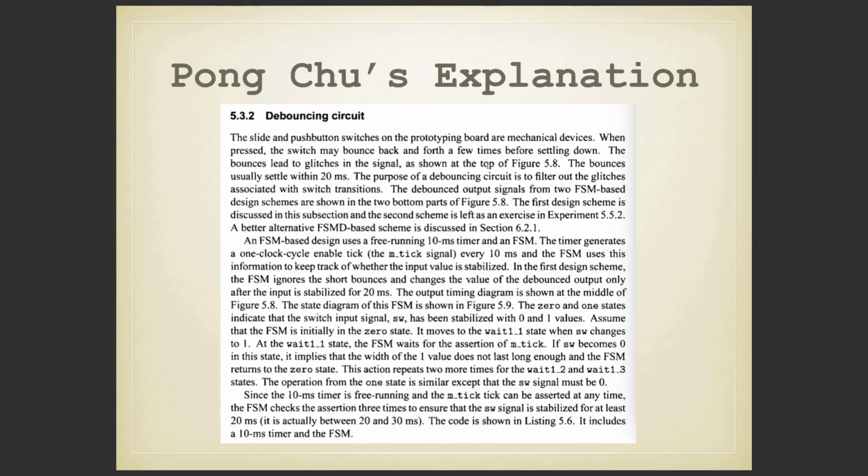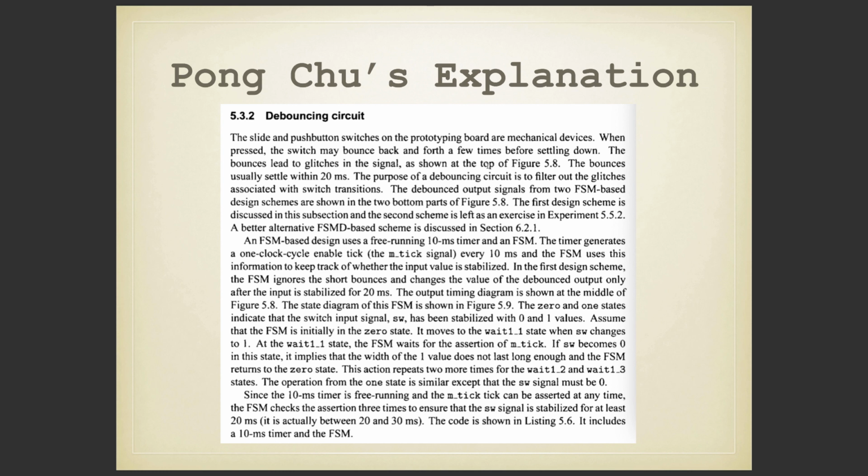Here is Pong Chu's explanation. Let me go ahead and just read it. The slide and push button switches on the prototyping board are mechanical devices. When pressed, the switch may bounce back and forth a few times before settling down. The bounces lead to glitches in the signal, as shown at the top of figure 5.8. The bounces usually settle within 20 milliseconds. The purpose of a debouncing circuit is to filter out the glitches associated with such transitions.